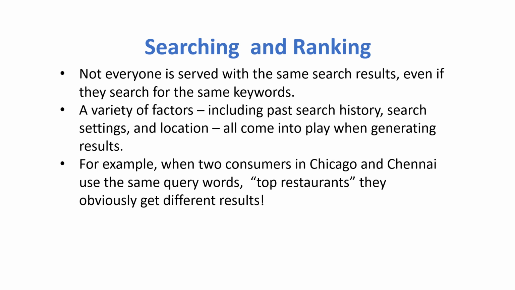So this also we would have observed when we are using our Google search. Not everyone is served with the same search results, of course. With the same keywords, two different persons will get different results based upon their interest, background, and location. One such example which could make this clear is that when two consumers in Chicago and Chennai use the same query words, top restaurants, obviously they would get different results. That is how Google serves the user based upon their interest, location, and background.